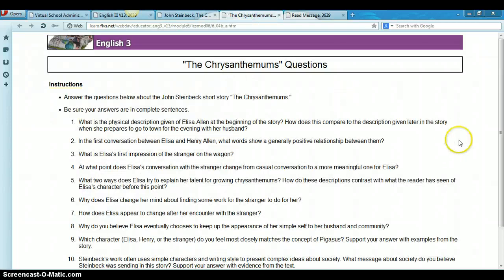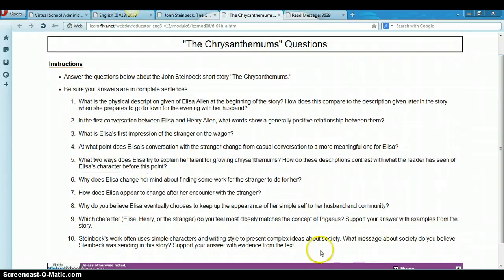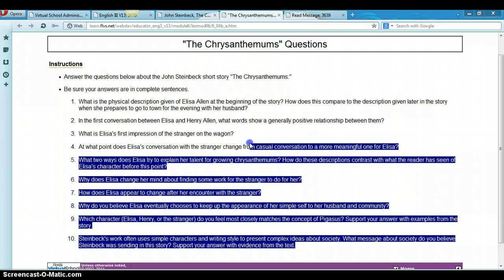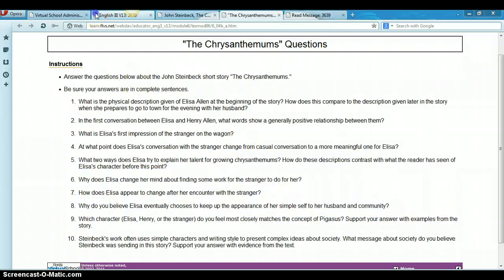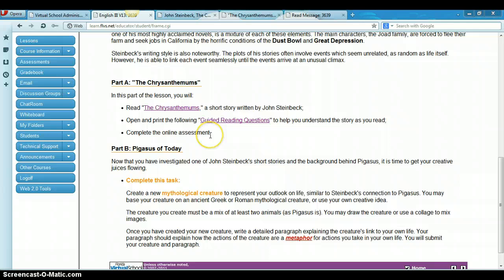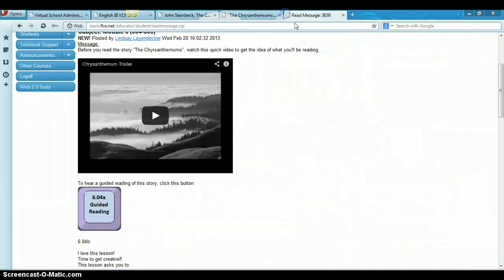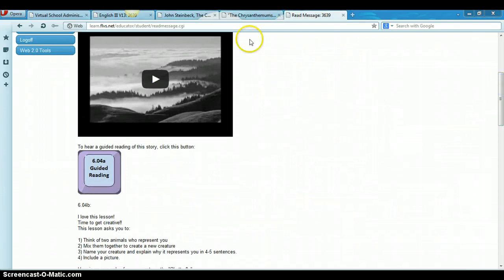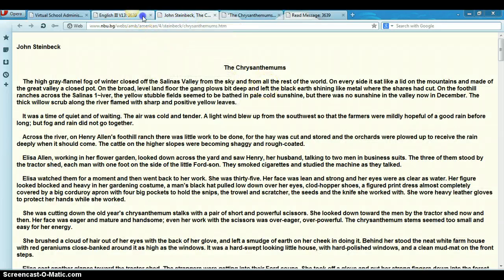What I would recommend heavily that you do is answer these questions as you go along, whether you want to answer them on a Word document or just jot down notes by hand as you go. Make sure you know the answer to these. Have those questions with you, and then you are going to take the online assessment, which is a quiz. So after you have read the story and answered the questions, take the answers to those questions, go to your assessments area and take the 604A Chrysanthemums quiz. And remember, there's help in discussion groups.